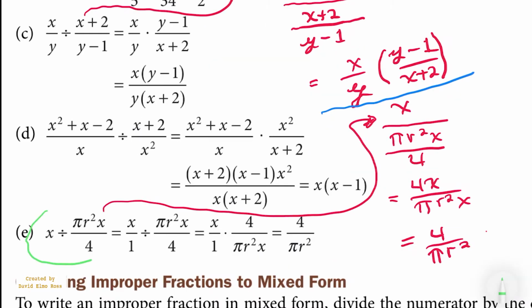For this expression here, we can rewrite that as x over pi r squared times x over 4, and when we flip this over, we end up with this expression here where we can cancel out the x's and end up with 4 pi over r squared.